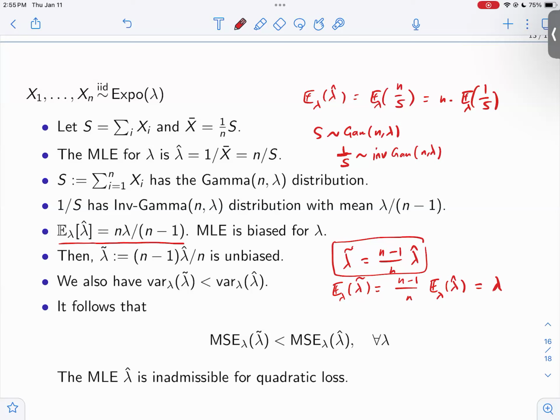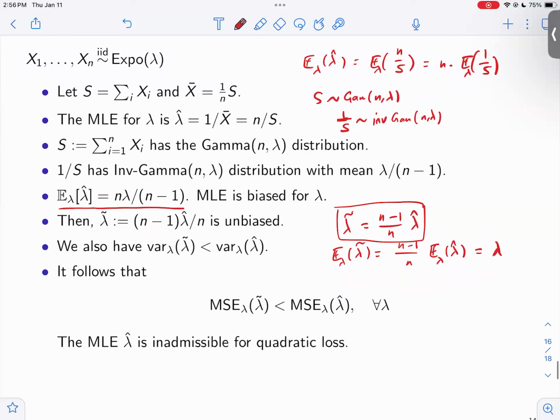As it happens, it also has a smaller variance than the MLE. Why? It's like a constant, and this constant is less than 1. So the variance of lambda tilde is this constant squared times the variance of this. So this constant is smaller than 1, the square is even smaller. So the variance of lambda tilde is less than that of lambda hat.